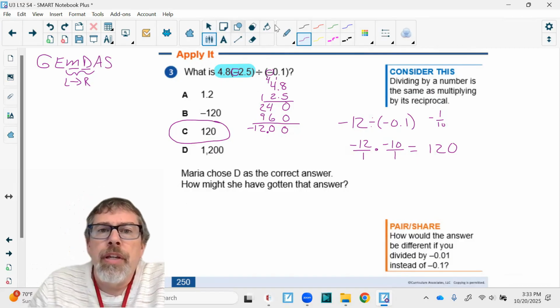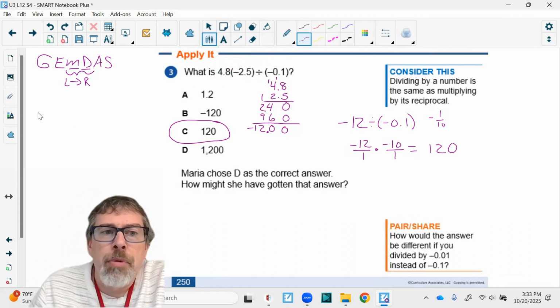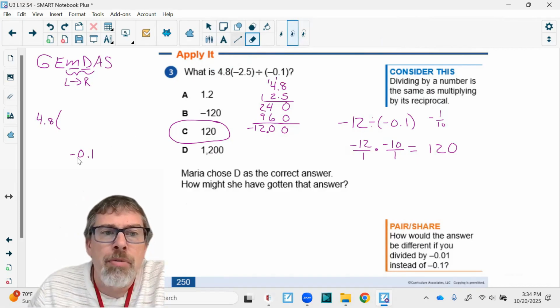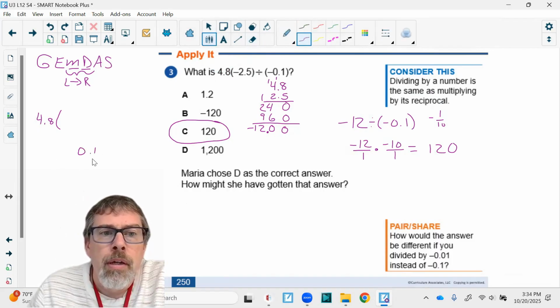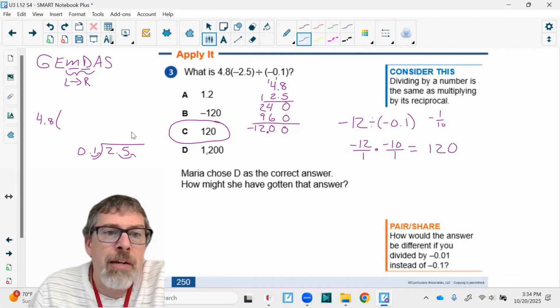The only thing I could suggest maybe, let me erase all this. If she divided first, then we'd have 4.8 times negative 0.1. Actually, I'm not going to write the negative. I'm just going to write 0.1, and I'm going to divide 2.5 by it. So move the decimal over, move the decimal over. So that's 25 divided by 1, which is 25.